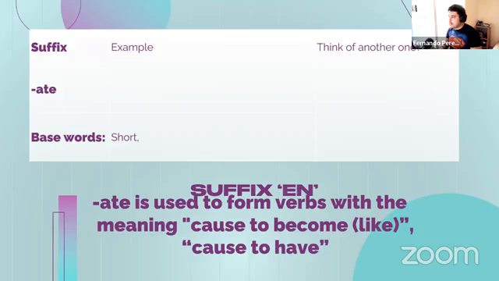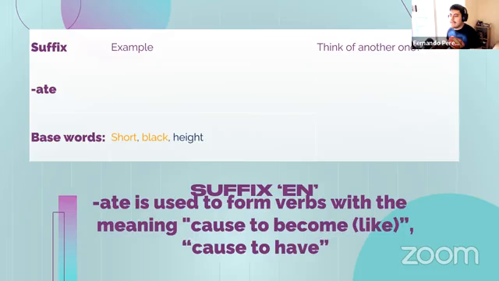Any adjective, short, and a color, for example, black, or a distance, for example, height. Short is an adjective, black is an adjective, height is a noun.